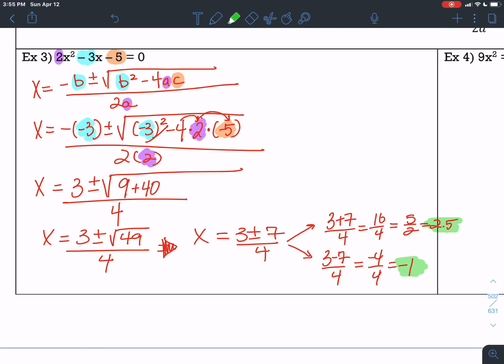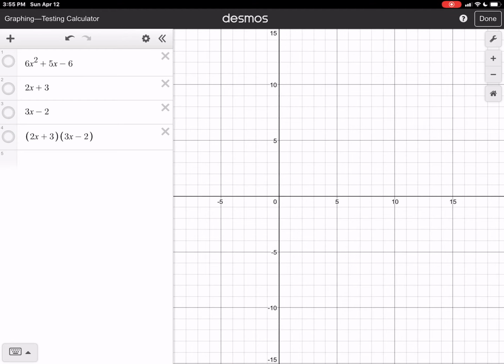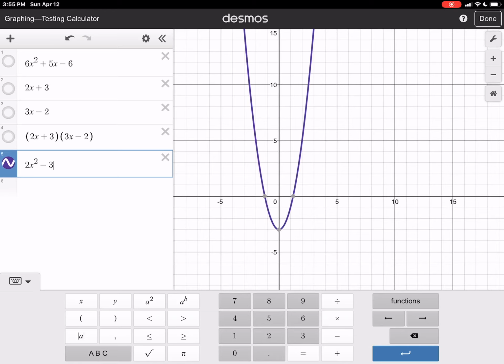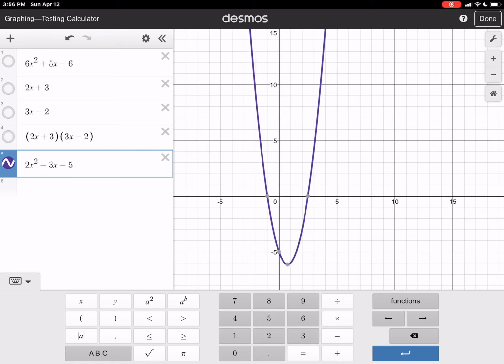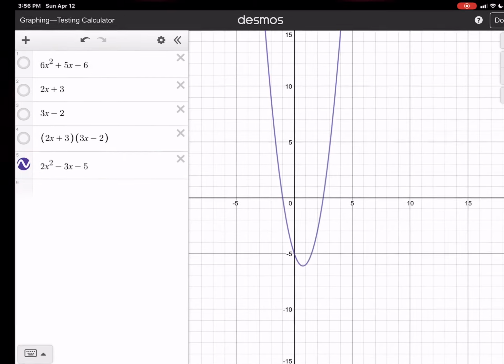So I'm going to verify that by plugging it in. Let's go back to Desmos. I'm going to turn off these other graphs, just in case I want to come back to those later, and I'm going to go ahead and plug in my new equation: 2x squared minus 3x minus 5. Let's look to see where the x-intercepts are. Negative 1, positive 2.5, exactly where I predicted. Those are where my answers are. Let's go ahead and do the next problem.